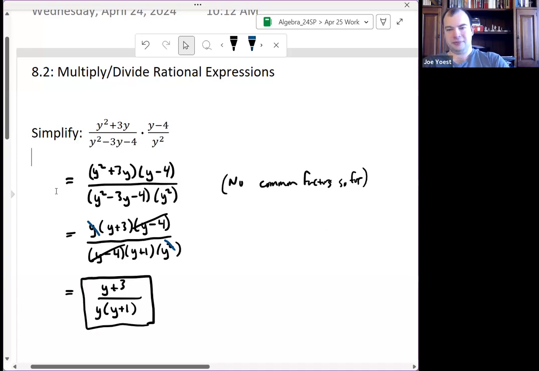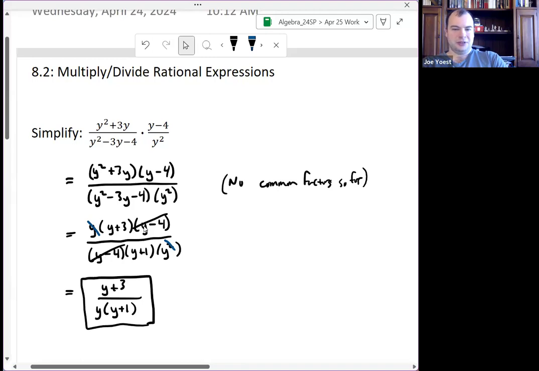So I'm going to go to my next step. I'm going to factor everything. Y squared plus 3y has a greatest common factor of y that we can factor out: y times y plus 3. That's as simple as that can get. And then the y minus 4, nothing we can really factor out of there. In the denominator, my y squared just stays as y squared. But my quadratic, y squared minus 3y minus 4, might be able to be factored. Looking for two numbers that multiply to negative 4 and add to negative 3, I think that's negative 4 plus 1. So y minus 4 times y plus 1. That does work.